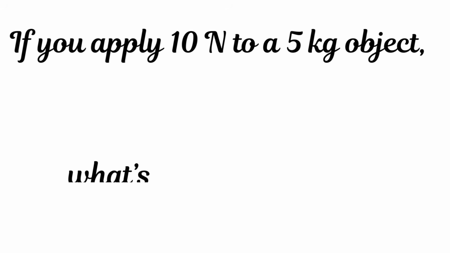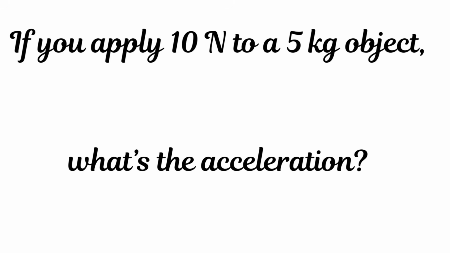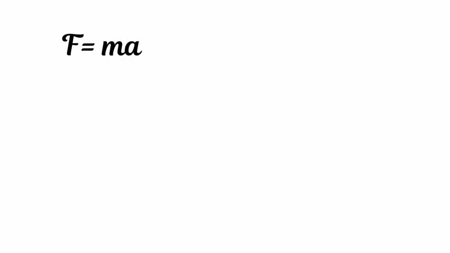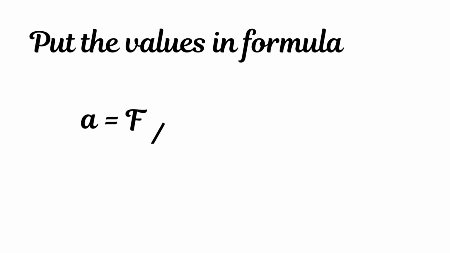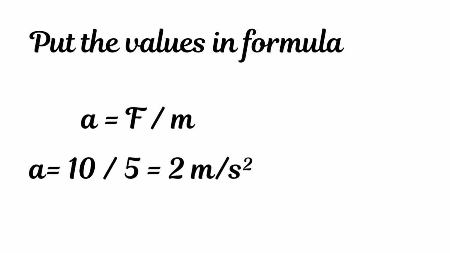Now reverse the situation. If you apply 10 newtons to a 5 kilogram object, what will be the acceleration? We arrange the formula for acceleration because we have to calculate the acceleration. M is multiplied with acceleration, so if it goes to the other side of the equals sign, it will be divided. So the formula becomes a equals F upon m. Put the value of F, that is 10, and the value of m, that is 5. 10 divided by 5 is equal to 2. So the acceleration will be 2 meters per second squared.